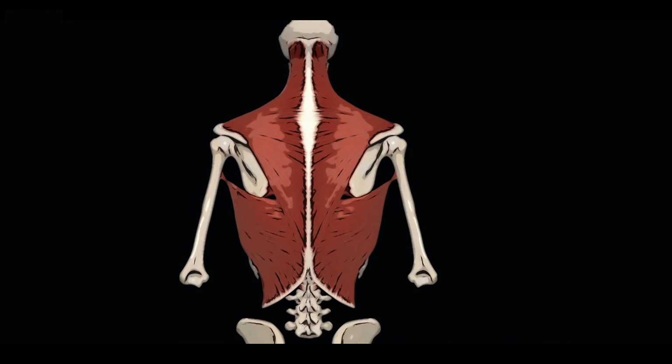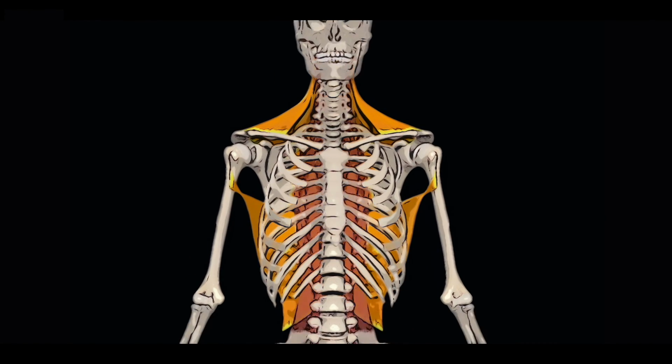So that's an overview of spinal anatomy. In the next video, I'll discuss some of the unique anatomical features and muscle groups in each of the regions of the spine, starting with the cervical spine.